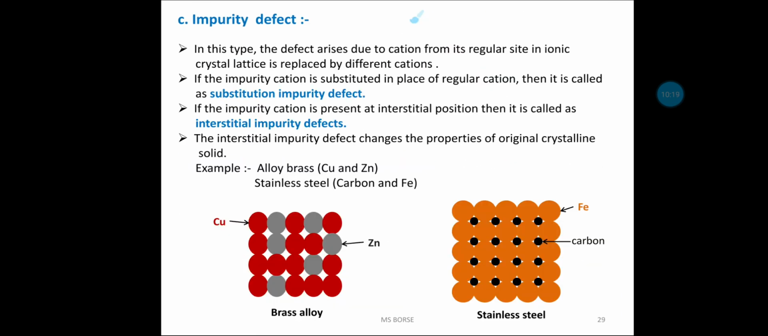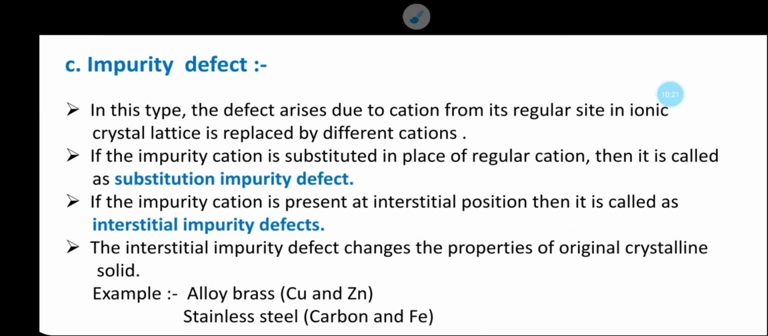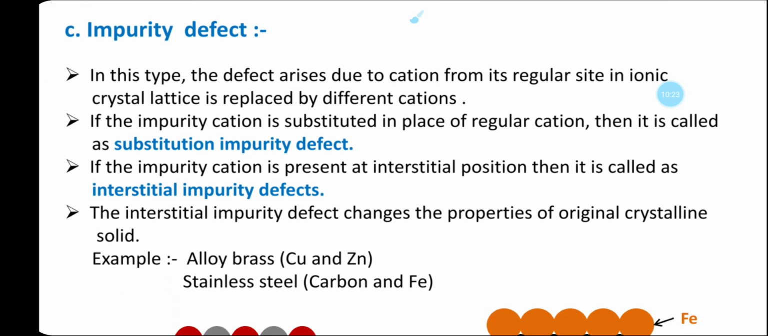So now the third is impurity defect. In this defect, a smaller size impurity may be doped in the regular crystal, so that impurity may occupy the position of the lattice point or an interstitial position. So this defect is called impurity defect.